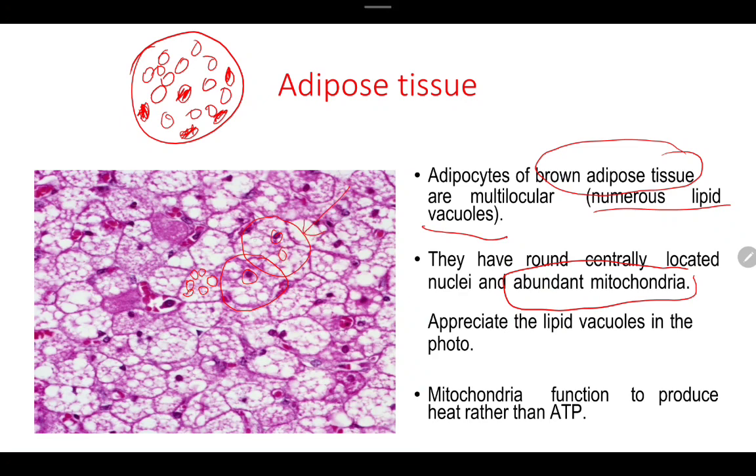So, can you clearly see the multiple lipid vacuoles present? Deep within this adipocyte, there is an abundant amount of mitochondria. When that mitochondria generates heat, it will be distributed to the body through different capillaries. So, let's move on to another slide.